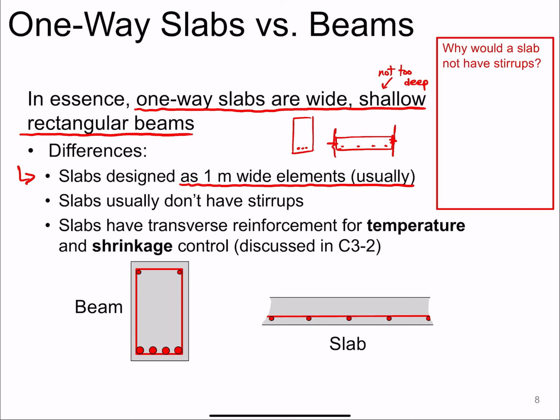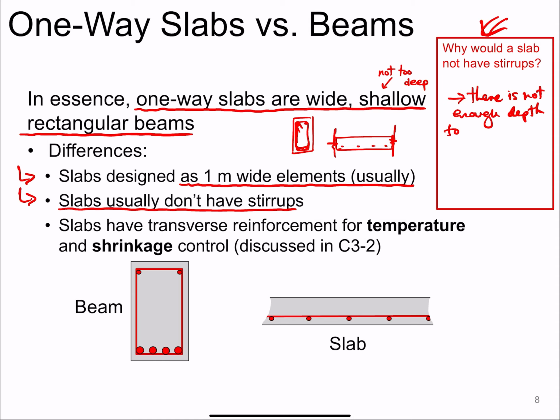Slabs usually don't have stirrups. The stirrups, remember, look like this. Well, why would a slab not have stirrups? There is just not enough depth to place stirrups economically.